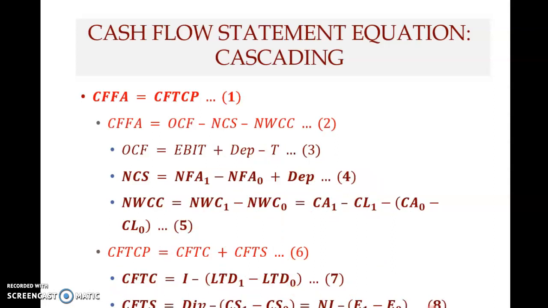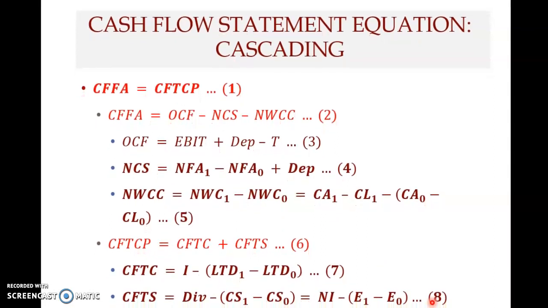Okay, and the final equation is this. You may not be able to see the full equation, let me just drag this down a little bit. Cash flow to stockholders, or shareholders, is equal to dividend minus change in common stock. That's one way, or we can write it this way: common stock year 1 minus common stock year 0, or net income minus, rather than change in equity, equity at year 1 minus equity at year 0. So these are the various equations that you need to remember.